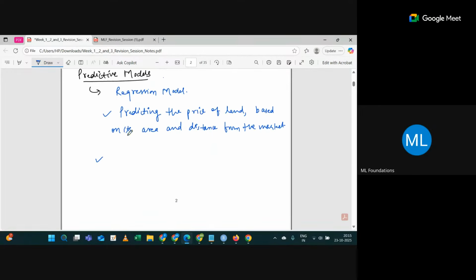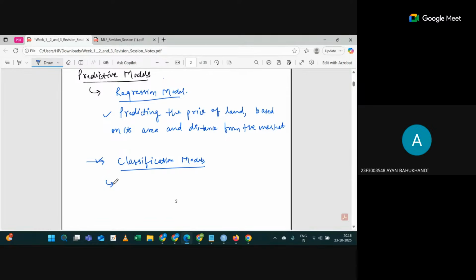What will come next under the class of predictive models? One is the regression model, and the other is classification. Don't worry, we will do some questions and examples related to these problems. I'm just quickly trying to cover these concepts. Within the classification model, what is an example? If someone says you have a classification model, what example can you give? Classifying between dogs and cats, or apples and oranges.